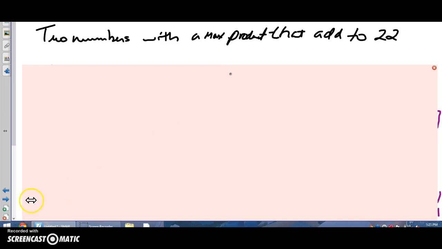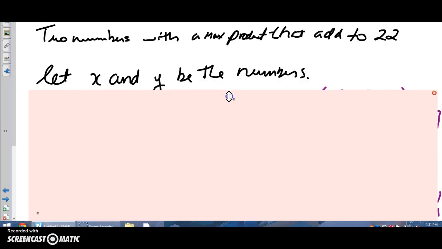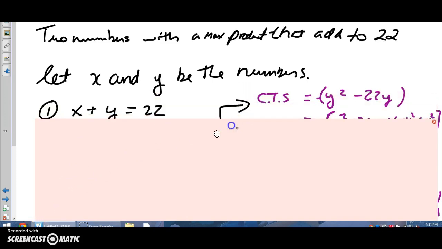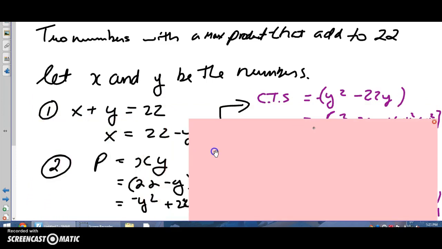So the first step is to set your variables, to explain your variables. I'm going to let x and y be the numbers. You don't have to use x and y, but we're used to doing that. Next step is to come up with a couple of equations. The first one is that x and y add to 22.